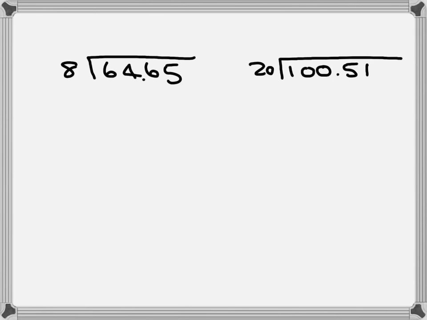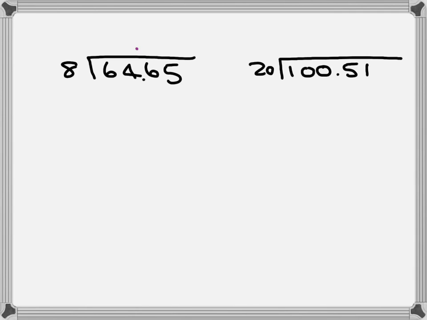This is your page now. You're going to do these two. I want them to 3 decimal places, please. Okay, and then press play and come back and look at my answer. Okay, so I assume you're back. Let's do the first one. We're going to first put our decimal where it belongs in the answer box.